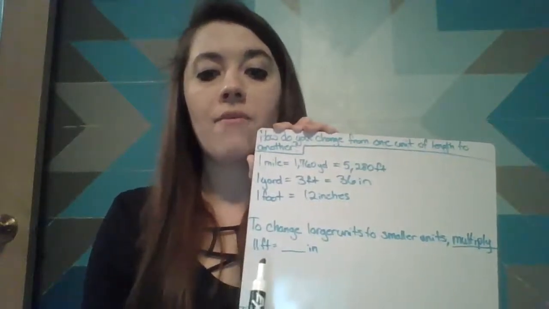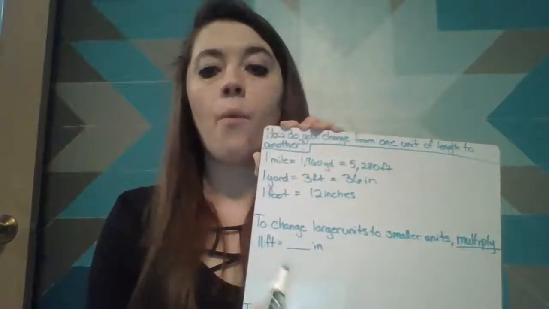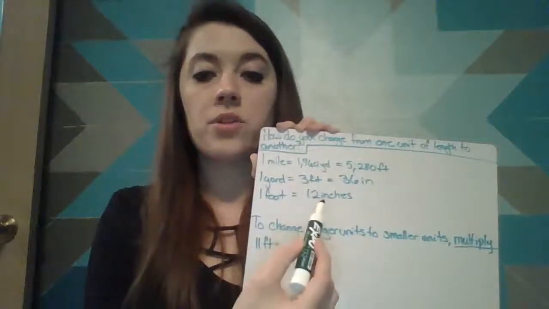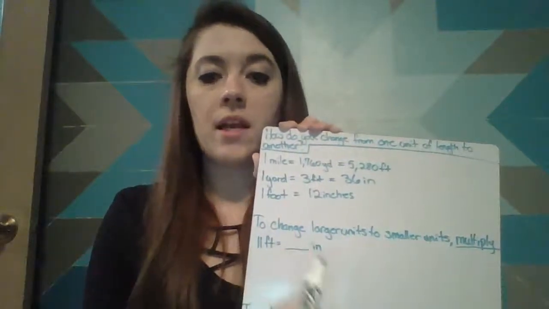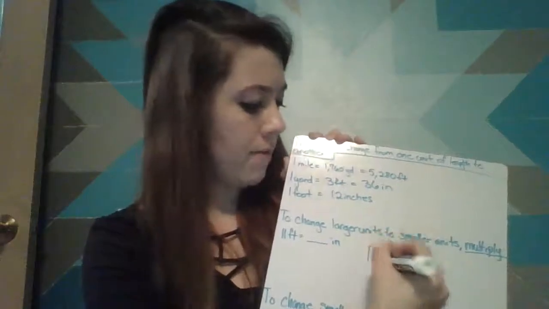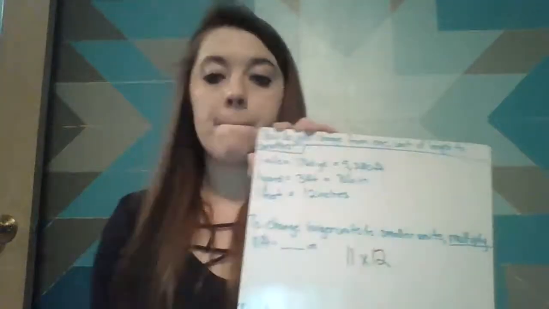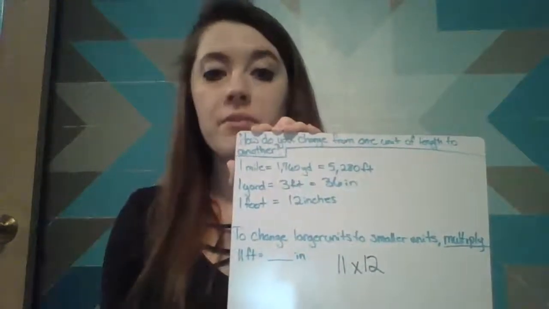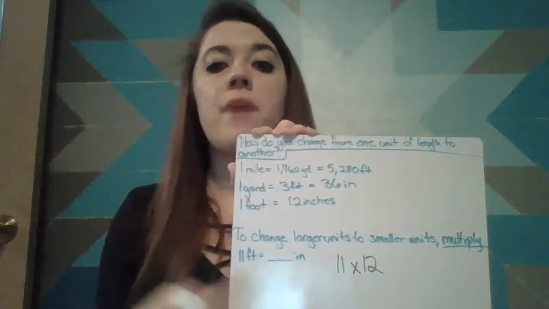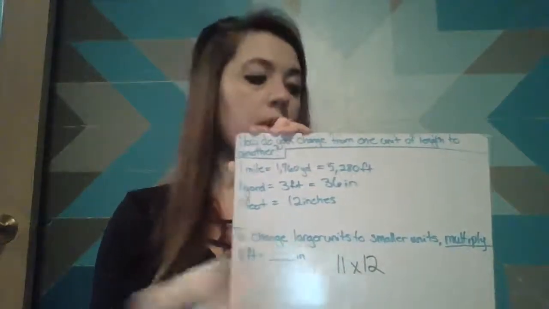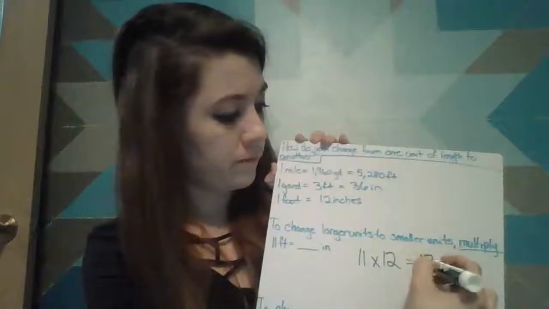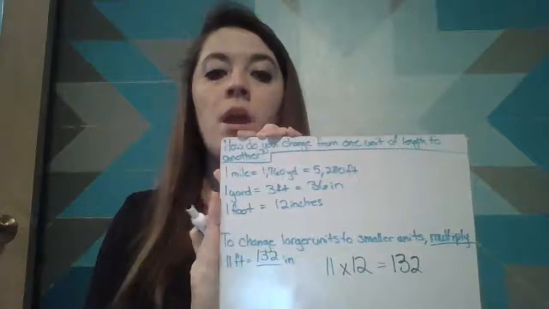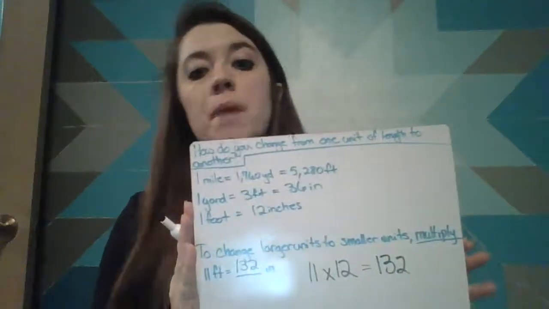So we have 11 feet equals how many inches? Well, we're multiplying. If we look up here, it says 1 foot equals 12 inches. So 11 feet is going to equal how many? We're going to take 11 and multiply it by 12, because that's how many inches there are in 1 foot, and we have 11 feet. So 11 times 12 gives 132. It equals 132 inches. That's how we go from a larger unit to a smaller unit.